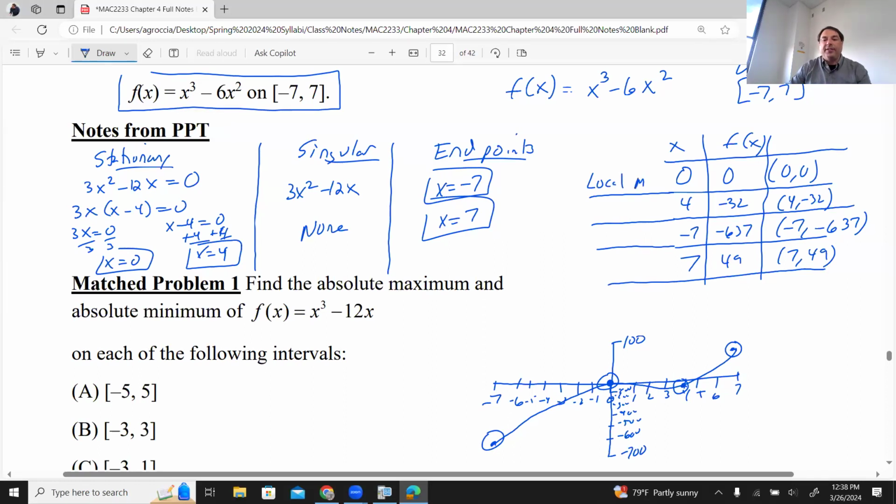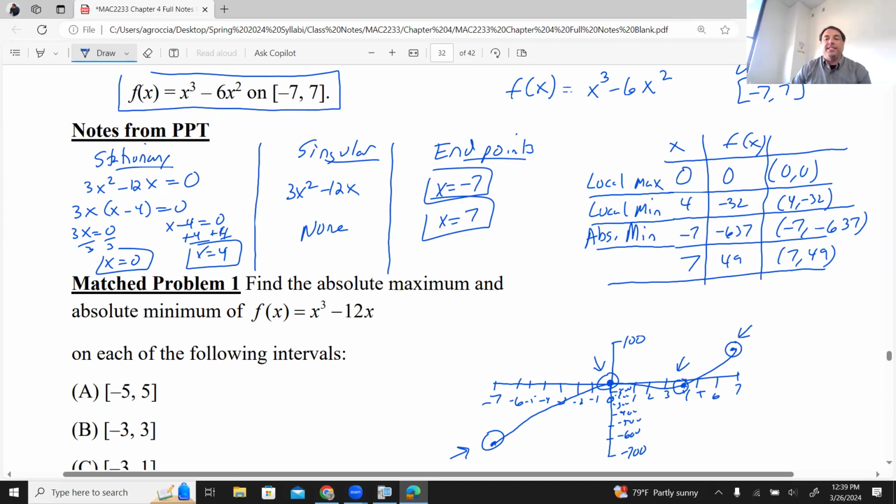Local max. What do we have at (4, -32)? Local min. What do we have at (-7, -637)? That's an absolute min. It's the lowest point in the entire graph, and there's nothing lower.